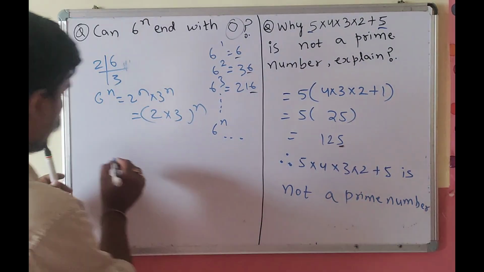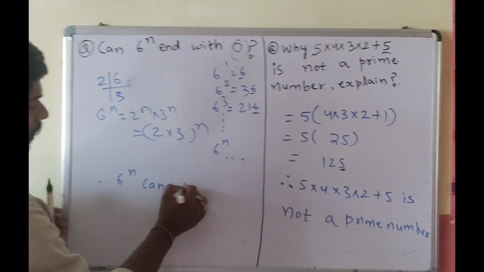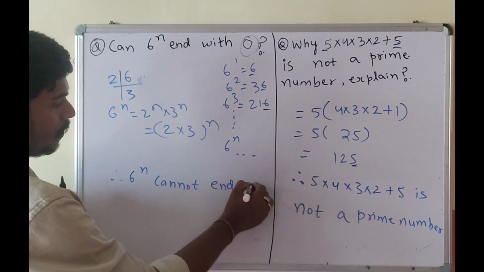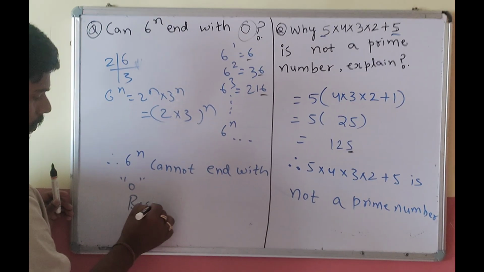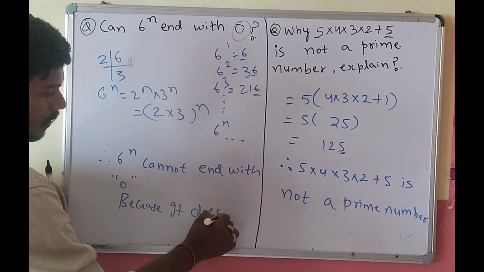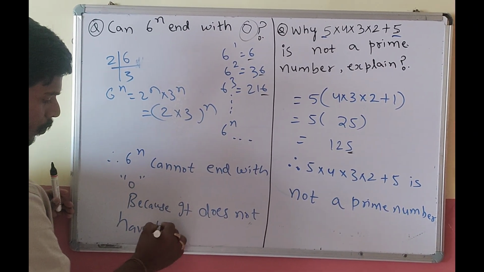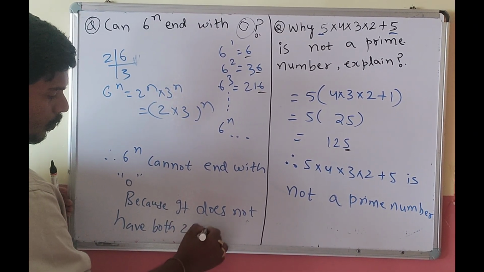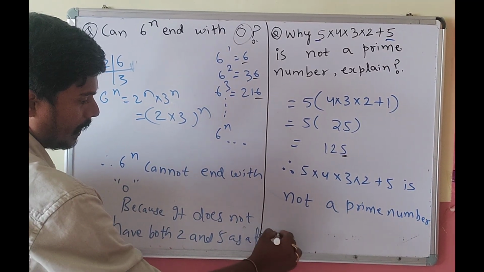So therefore, 6 power n cannot end with 0 because it does not have both 2 and 5 as factors.